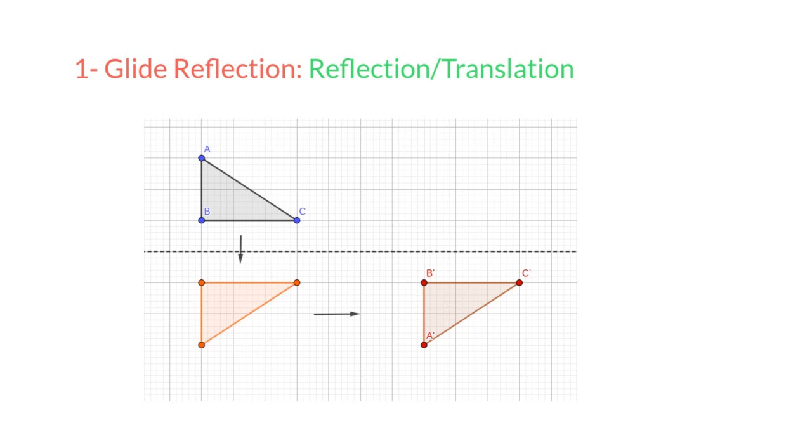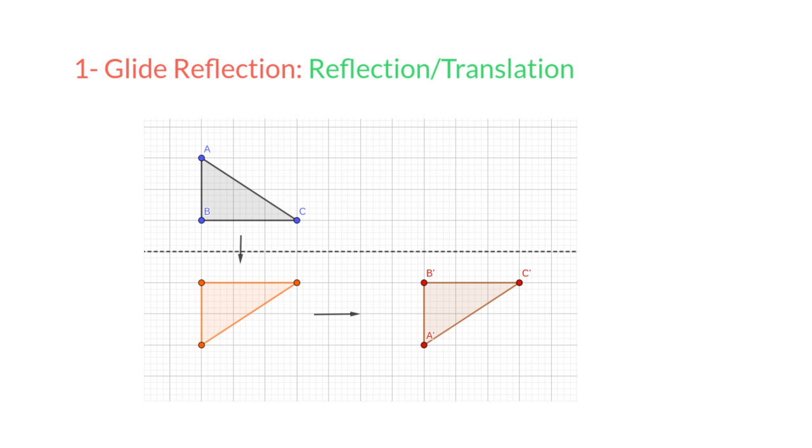A glide reflection is a composition of reflection and translation, and it could be in either order. So you reflect and then you translate, or you translate then you reflect. The order really doesn't matter.